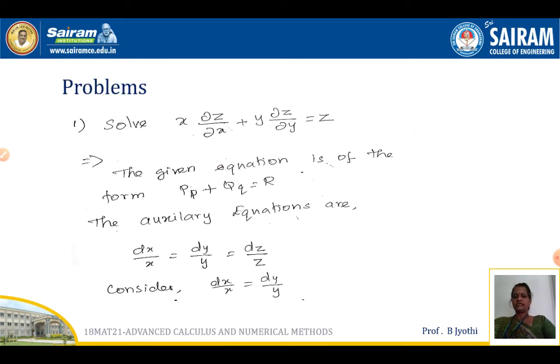Solve x dou z by dou x plus y dou z by dou y is equal to z. The given equation is of the form Pp plus Qq is equal to R and the auxiliary equations are given by dx by x is equal to dy by y is equal to dz by z. Now consider dx by x is equal to dy by y, that is the first and second terms. Now the variables are already separated. dx is with x and dy is with y, which can be directly integrated.